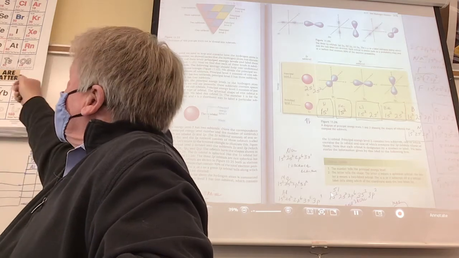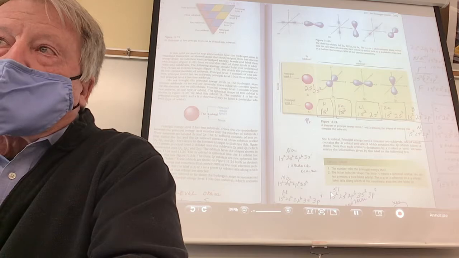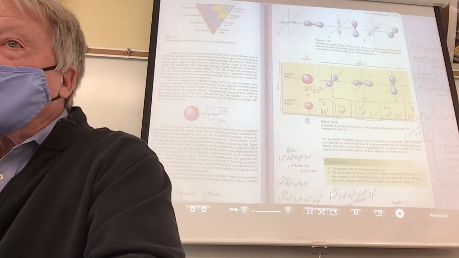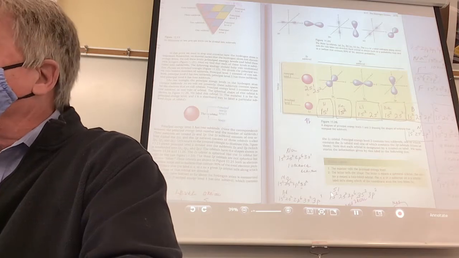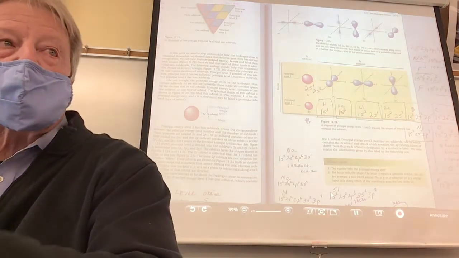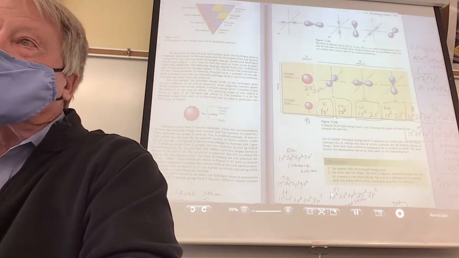So in period number 1, we only see 2 elements. Now, if I were to ask you, and you would impress me, why are there only 2 elements in period 1? Who wants to take a chance on that? Just raise your hand and say, I think I'll take a chance. Why are there only 2 elements in period 1?